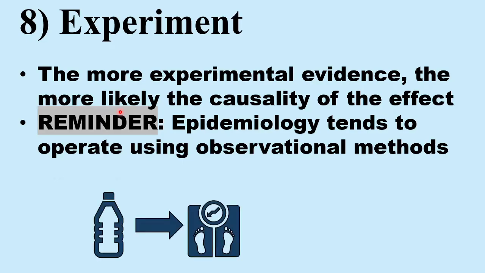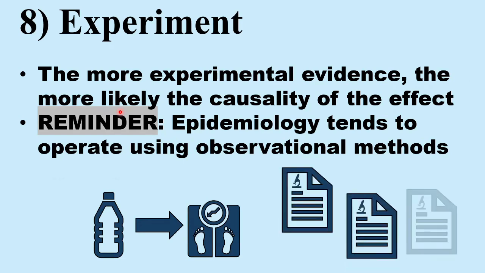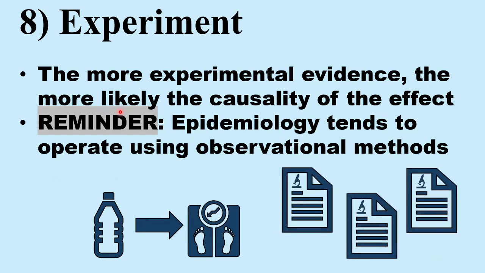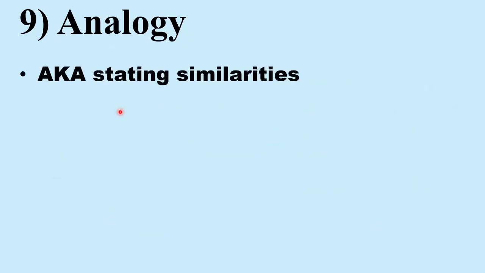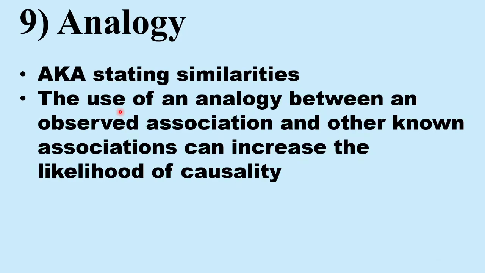And so, say microplastics in water cause weight gain. If you have a bunch of scientific studies that show that in the lab, that's going to strengthen the evidence that it actually occurs in the population. And finally, analogy. This is probably the most underrated one. Another way of saying this is stating similarities. If you can use an analogy between an observed association and other known associations, it can increase the likelihood of causality.